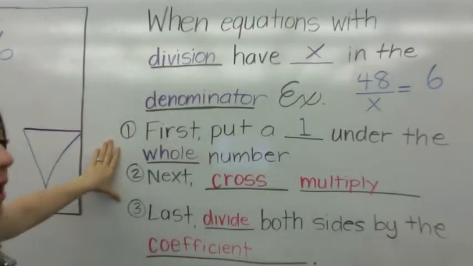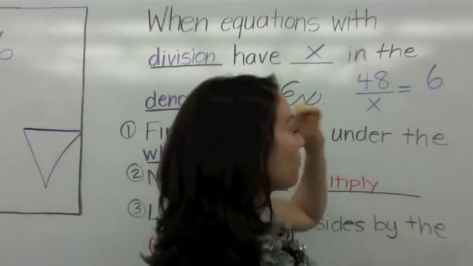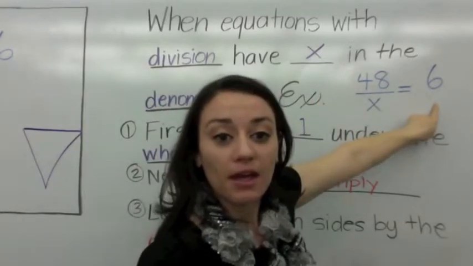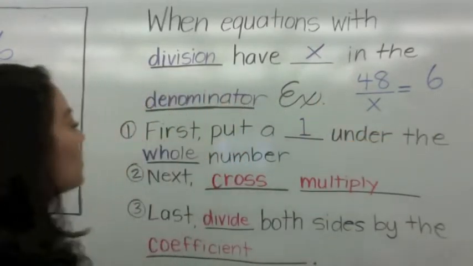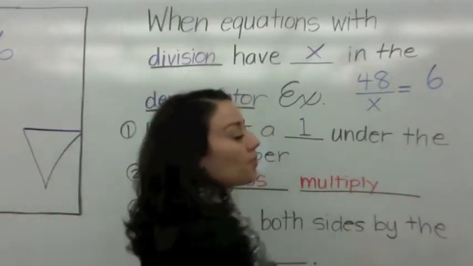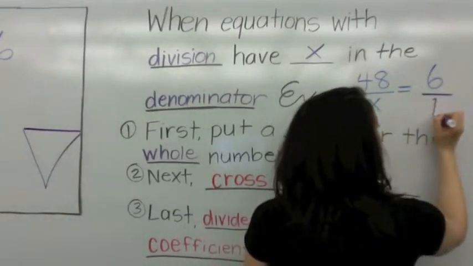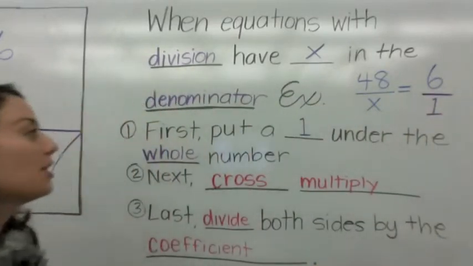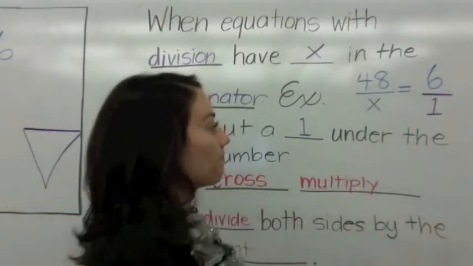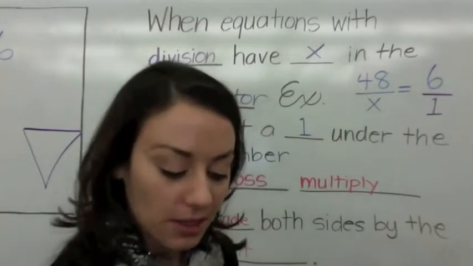There are 3 steps that you have to do now. Whenever you have an equation with a fraction on the left, you need to make a fraction on the right. What are you going to put under the number 6 to make it a fraction? You're going to put a number 1. Now you have 2 fractions. This is asking you: 48 divided by what number would give you 6?